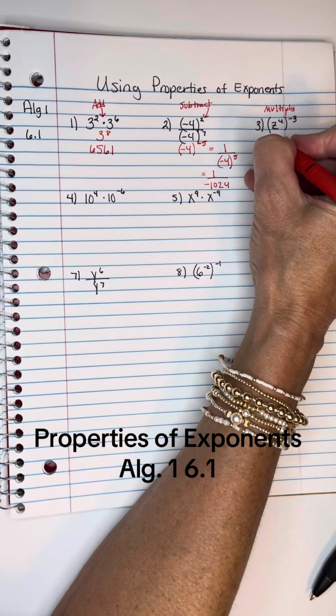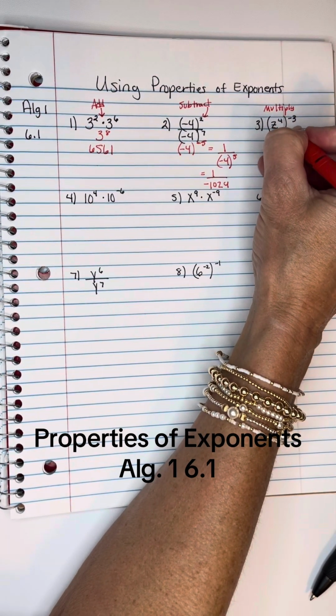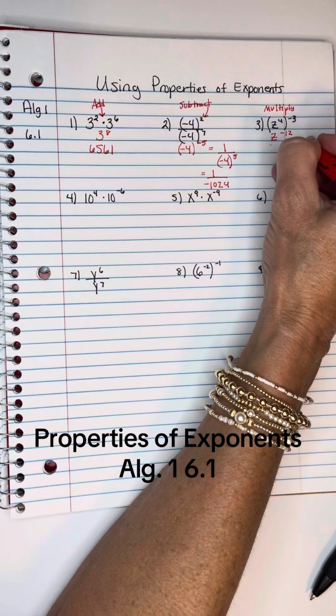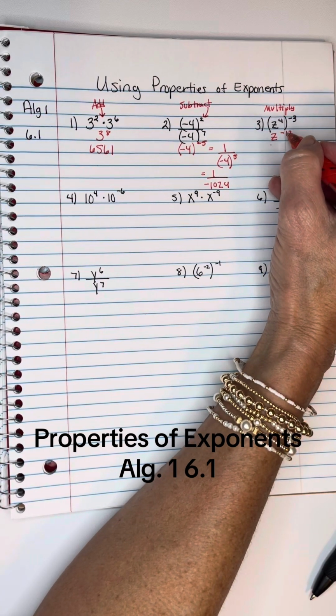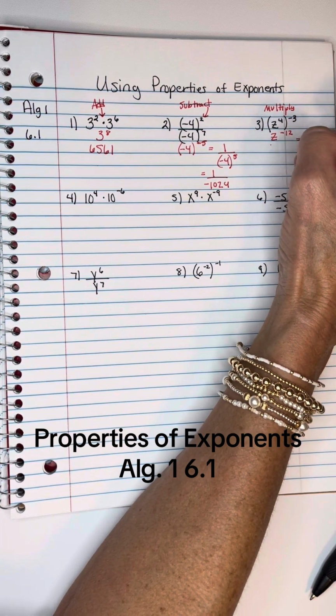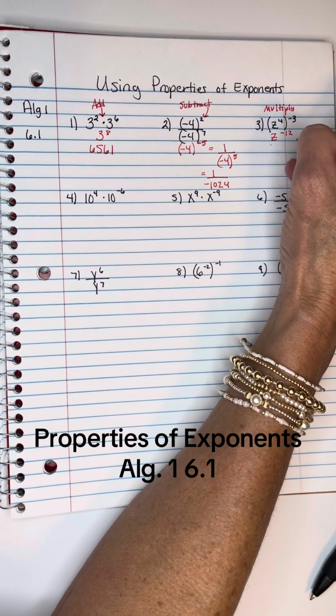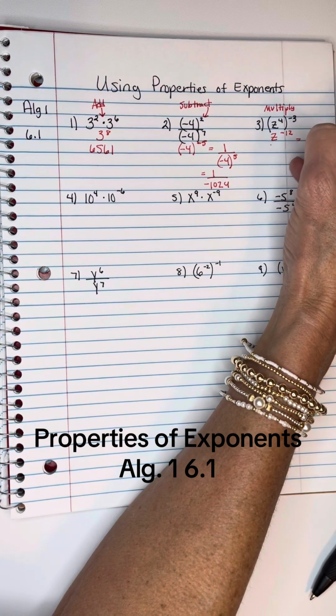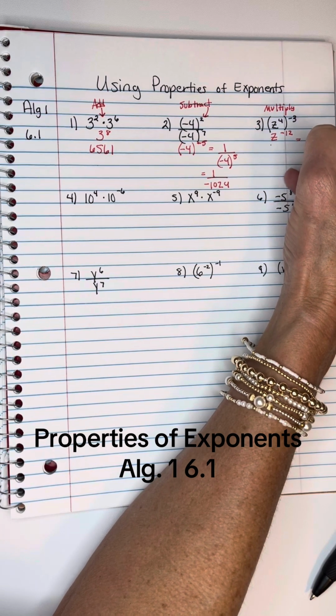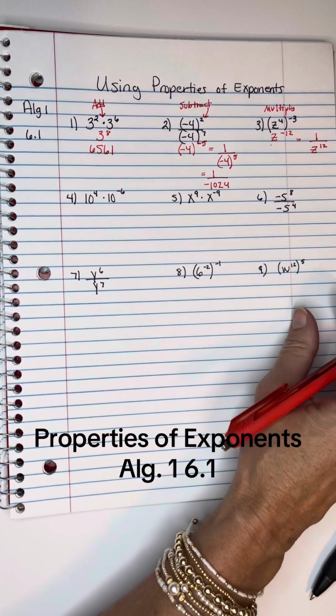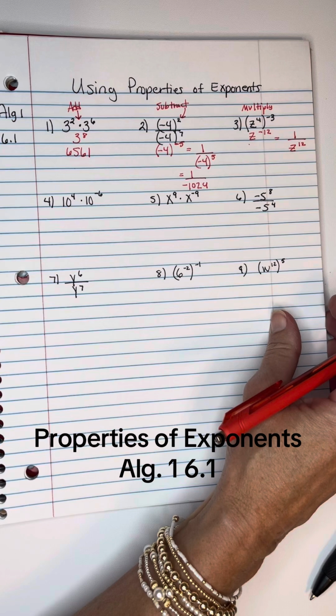Okay. And then this one, if you have a power raised to a power, you will multiply the exponents. So z, and 4 times -3 is -12. No negative exponent allowed. So take a 1, put it over the z, and that makes the 12 become a +12. And there's really nothing else you can do to that problem.